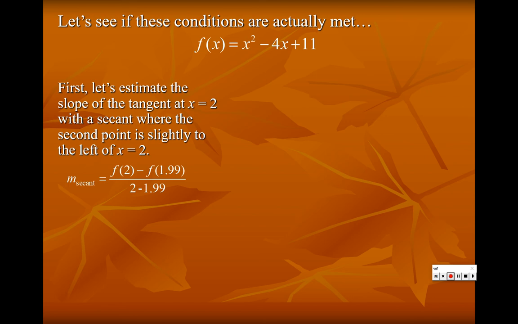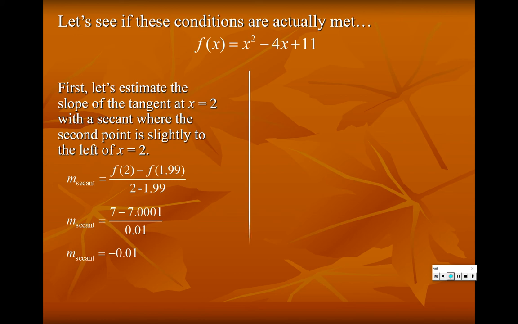I find the slope from 2 to 1.99. I just sub in like we were doing in those tables. It's the exact same thing. Get my two values, and I get a secant slope of negative 0.01. Two things have happened. One, I got a negative slope, and it was close to 0. That's what I was hoping for.